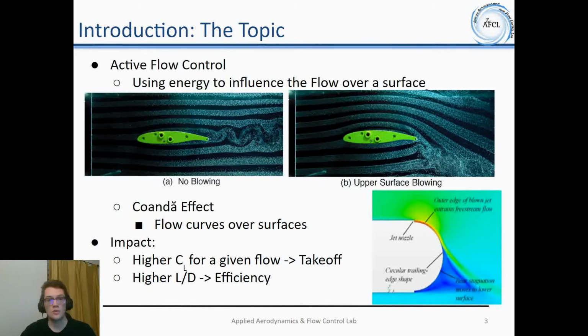The impact of Coanda and active flow control is essentially that we will have higher CL values for any given flow. This allows takeoff to be quicker, such as in low runway environments like an aircraft carrier, or to decrease noise pollution by aircraft taking off. In another regime, we get higher lift to drag ratios, which essentially equates to efficiency. If we can get high lift values for lower drag values, our engines don't need to push as hard to counteract drag, and this might open up the avenue for electric aircraft.